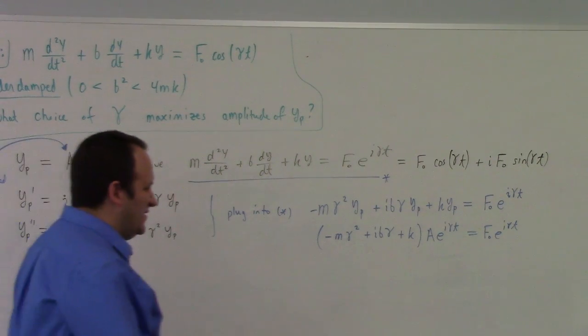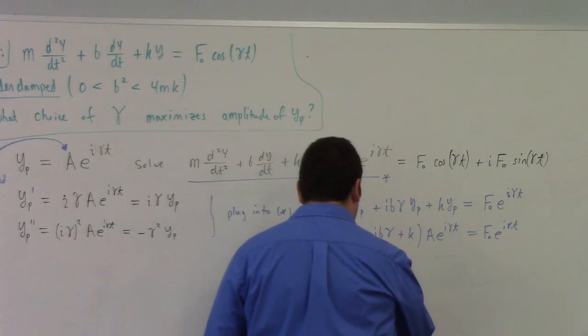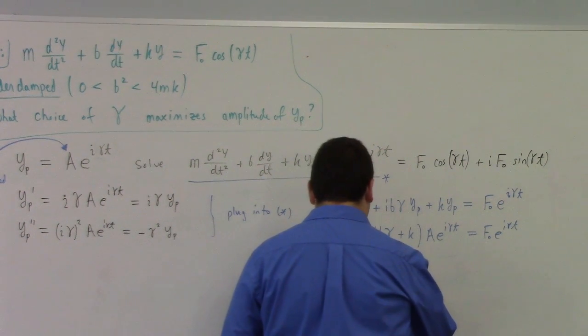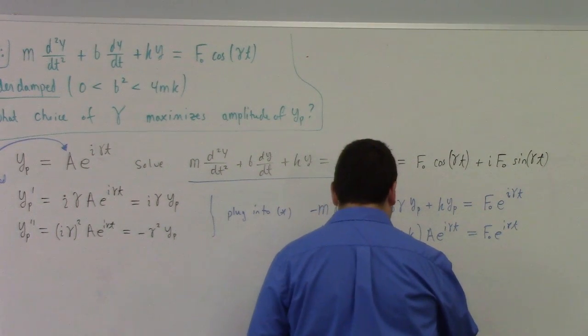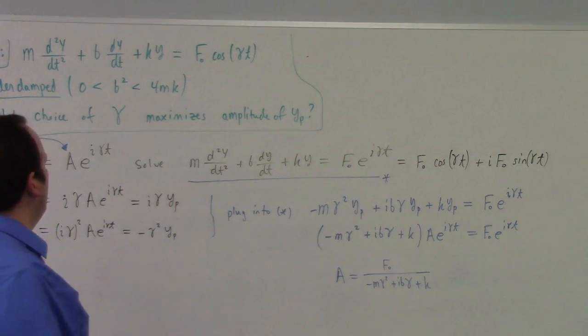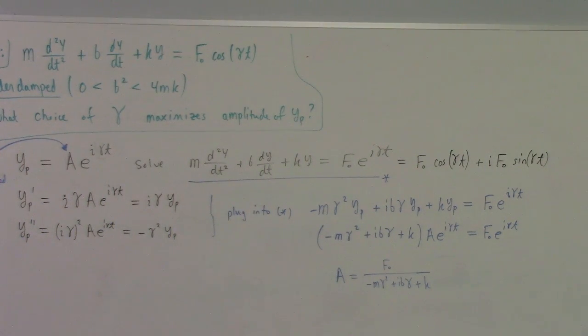Check it out. A is equal to f naught over minus m gamma squared plus i b gamma plus k. Man, I feel like I've got a sign error here, but I don't know where it's coming from. All right. Now that's not quite what I want, is it? Because we would like to put this in Cartesian form, right? How do you put that in Cartesian form?